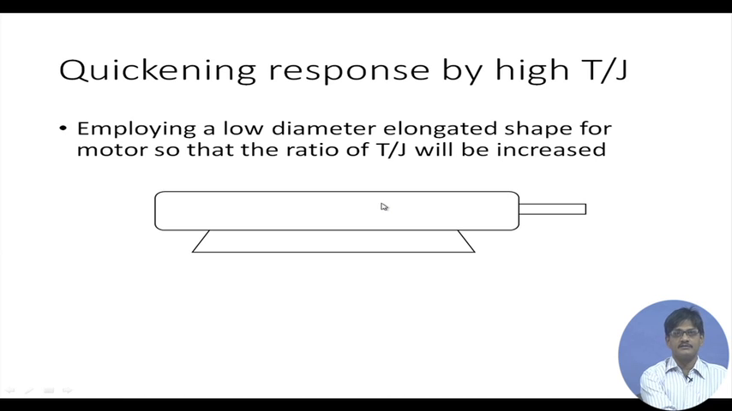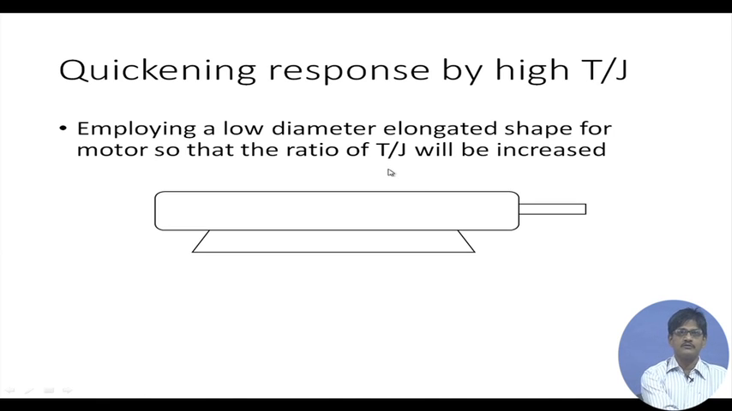So, the answer to this might be the design of a motor which has very small diameter, which means that the armature radius is going to be extremely small, and in order to increase its power capacity, suppose we make it elongated, just like a long cylinder with high L by D ratio. Now, why are we doing this? Because we want to have a high T by J. Now, how does it help?